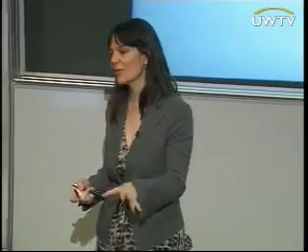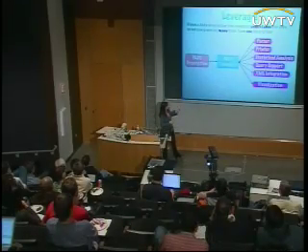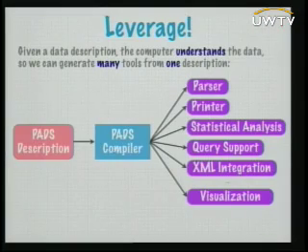So then once you have this data description, you have a huge win, right? Because the data description basically tells the computer what the data means. And once the computer knows what the data means, it can do a ton of stuff for you. So what we've done is you take the PADS description, you pass it to the compiler, and you get out a parser and a printer, but you also get out something that does statistical analysis to give you a bird's eye view of what the distribution of the data is.